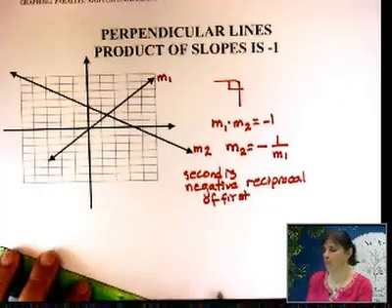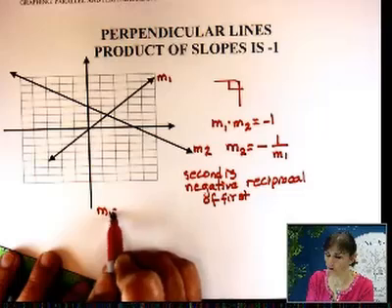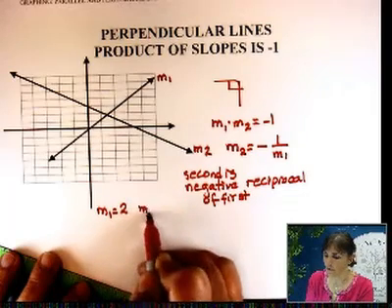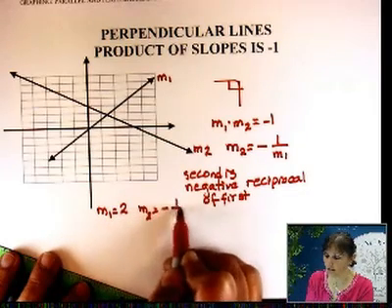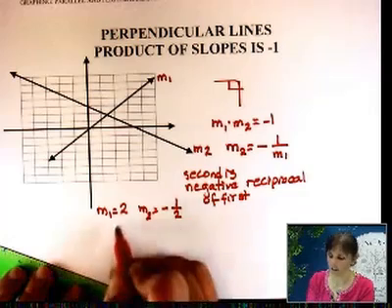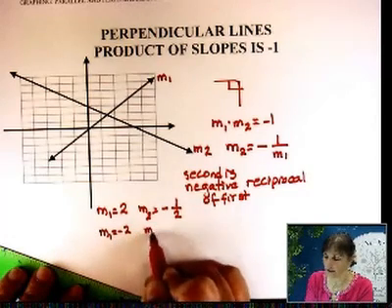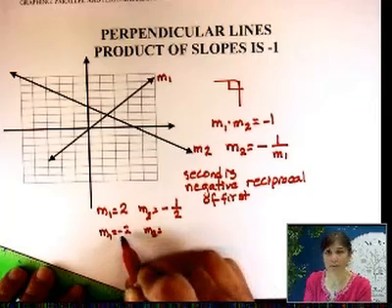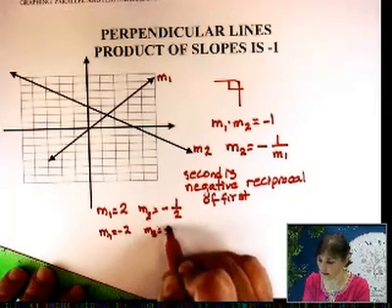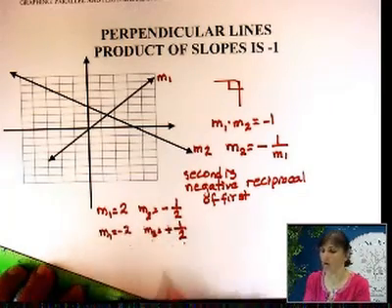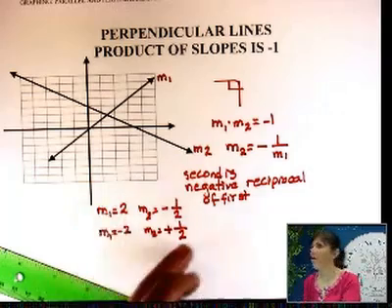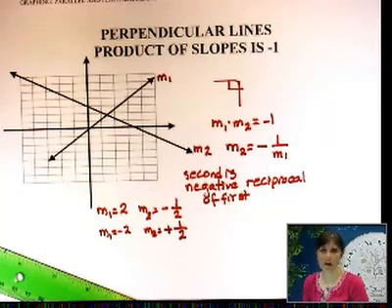So if I have a slope of 2, the second one is going to be -1 over 2. If I have a slope of -2, the second one is going to be the negative reciprocal. Double negative is a positive 1 over 2. So perpendicular lines always have opposite signs, and one is the flipped version of the other one.